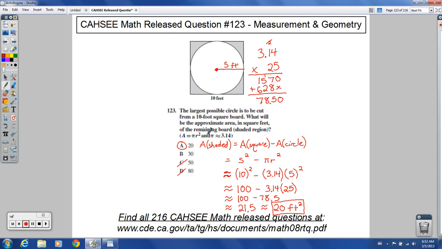But that's 123. Takes a little bit of work there. We got to know the area for a square, and the area of the circle formula is given to us here. We just work that out, plug things in, and go from there. So number 123, choice A.